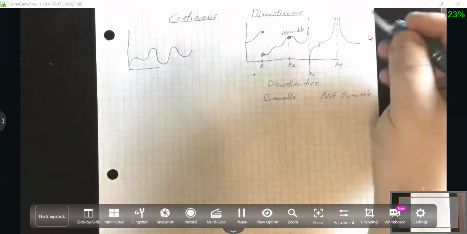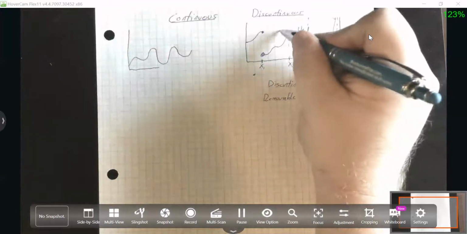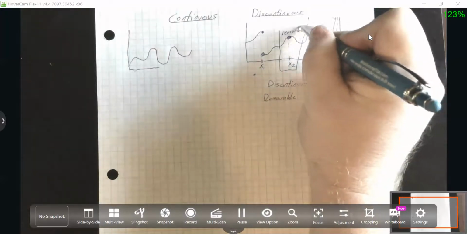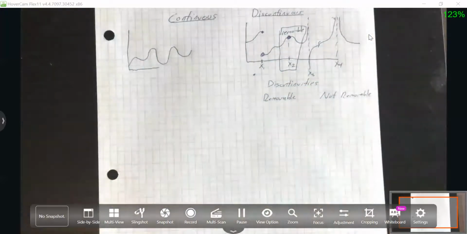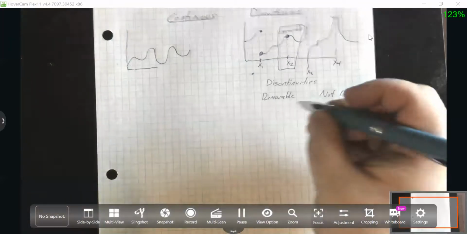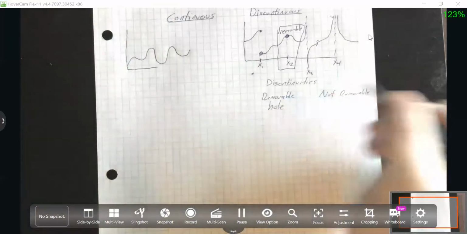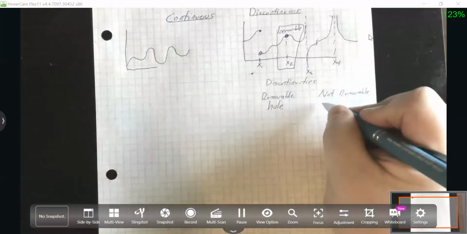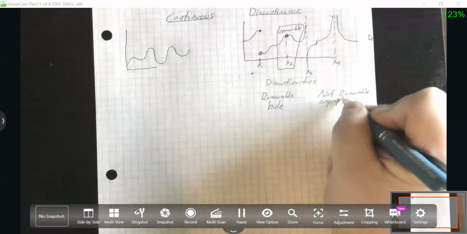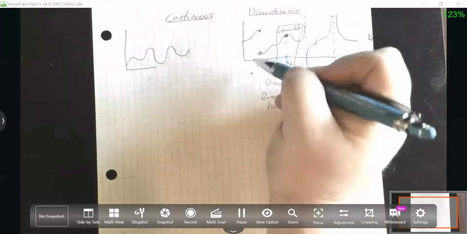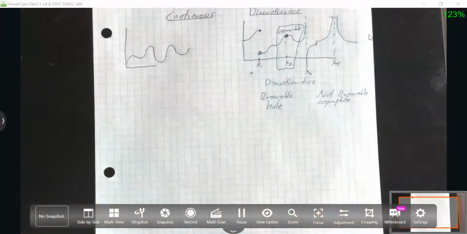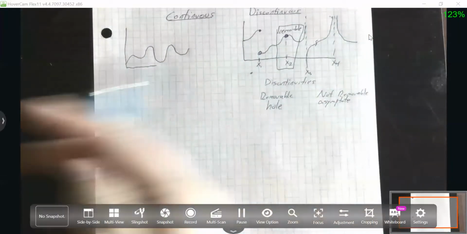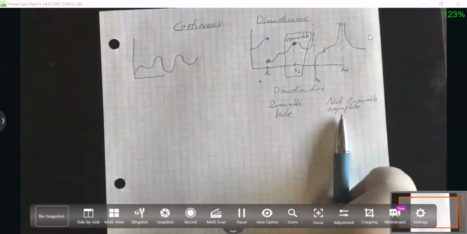So in point of fact, the only one that we can actually remove is a small hole in a graph. That is going to be a removable discontinuity, so holes. Not removable for the sake of what we're doing today is usually going to mean it's going to be an asymptote. We're not going to be dealing a whole lot with jumps. We're not going to be dealing with piecewise functions so much, as we're going to be looking at either holes or asymptotes.